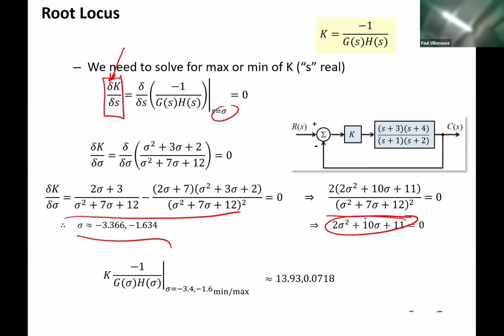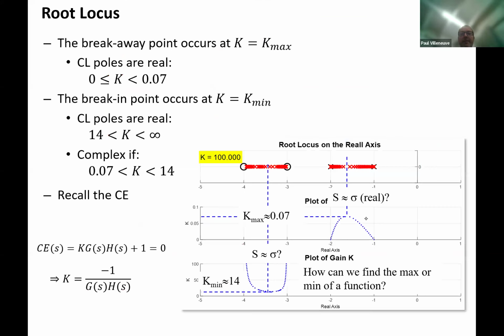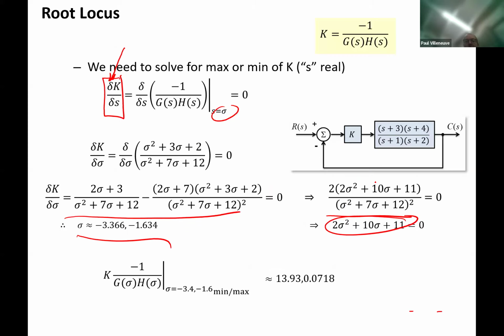So I have 2 points, a breakaway point and a break-in point. So minus 1.634. Let's go back up. So minus 1.634 is that point right there. That's minus 1.634. The next point is minus 3.36.